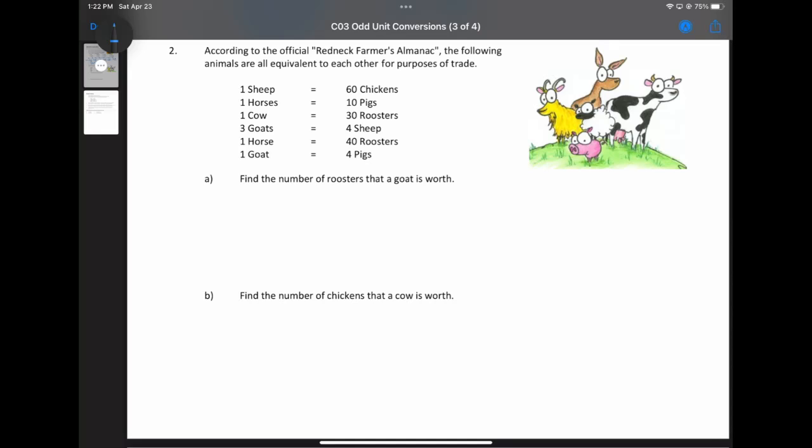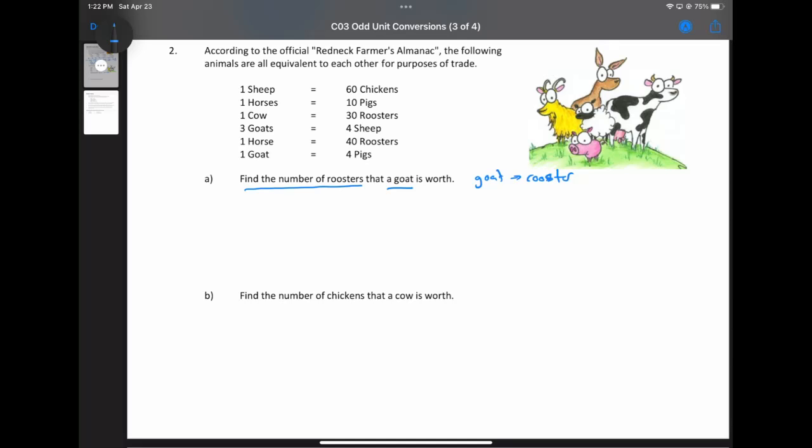So what we want to find in part A is the number of roosters that a goat is worth. Now, I find students often get the wrong order on these, so we have to think about which is the thing we know and which is the thing we want. So even though it doesn't necessarily say it in numbers, we know we have a goat, and we want to find the number of roosters. So we want to get from goat to rooster.